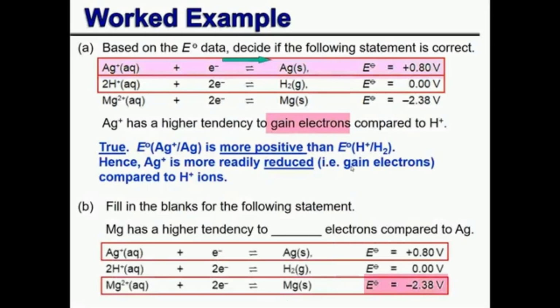The second statement here, magnesium compared to silver. So magnesium, from the E0 value, it would be oxidized. Hence, magnesium has a greater tendency to lose electrons compared to silver.